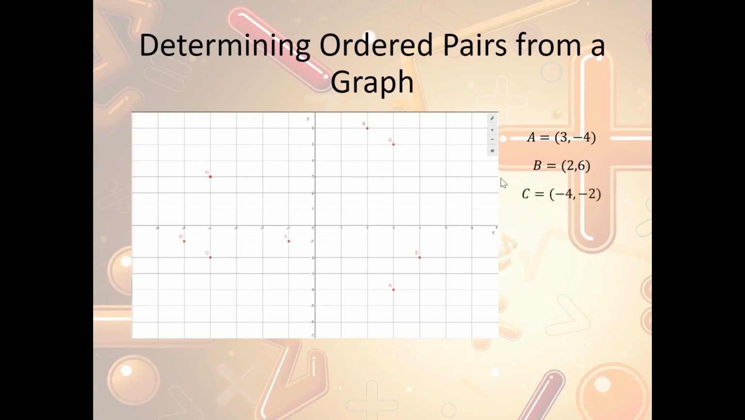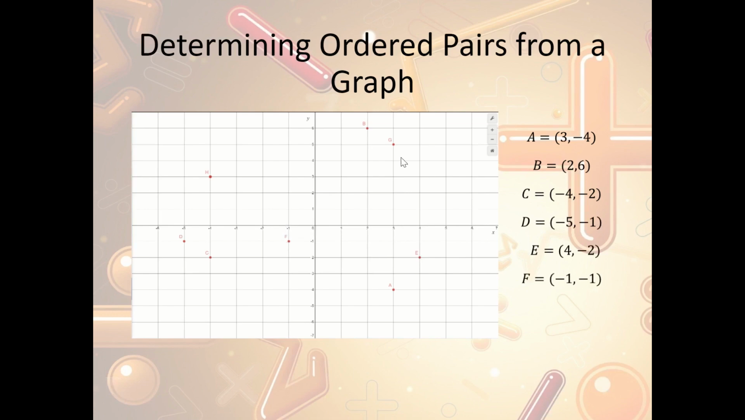Then I do D. D is right here, so that's negative 1, 2, 3, 4, 5, and negative 1. So negative 5, negative 1. Then E. E is here, so that's 1, 2, 3, 4. And then negative 1, 2. So it would be 4, negative 2. Then F is here, so that's negative 1 and negative 1.